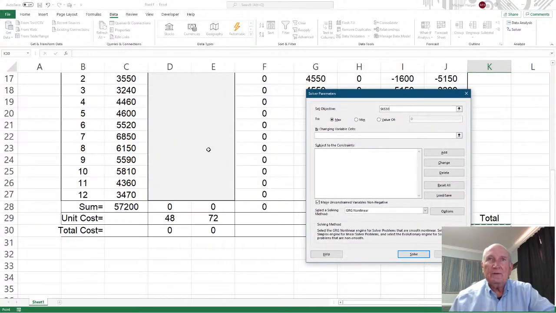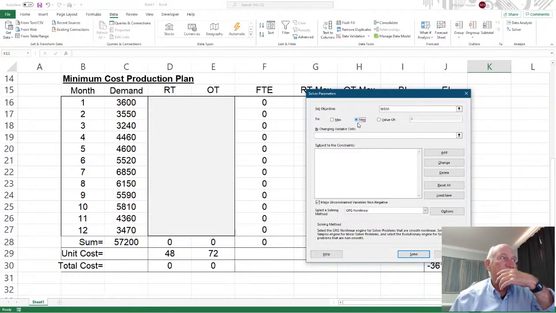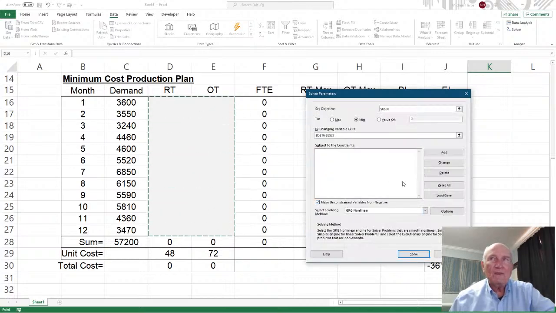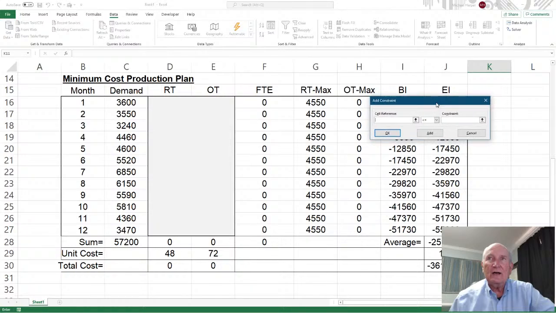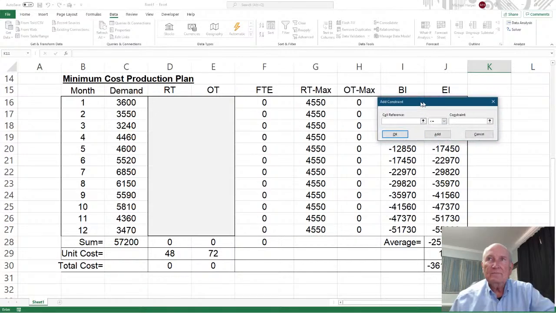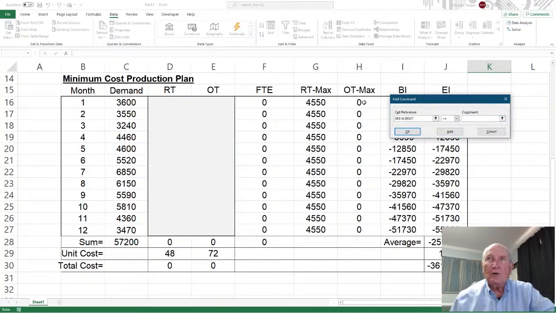And then come up here. We want to minimize our cost, right? By changing the variable cells, which are going to be the regular time and overtime. And there they are, right? Okay, now we're going to add. Okay, well, we have our regular time max. So our regular time here is less than or equal to our regular time max. Add. Our overtime here is less than or equal to our overtime max.